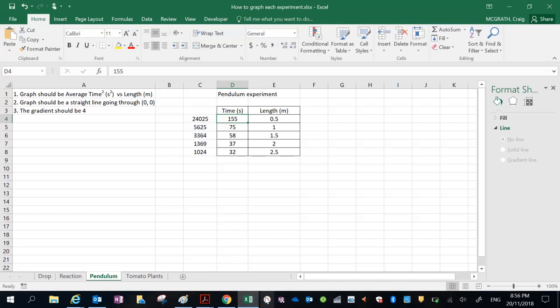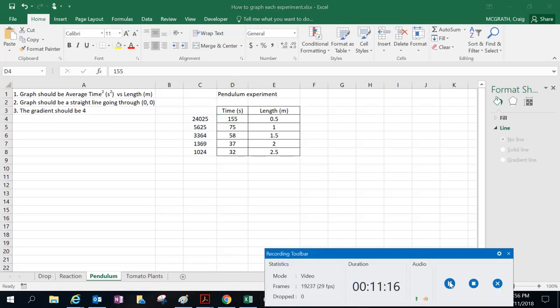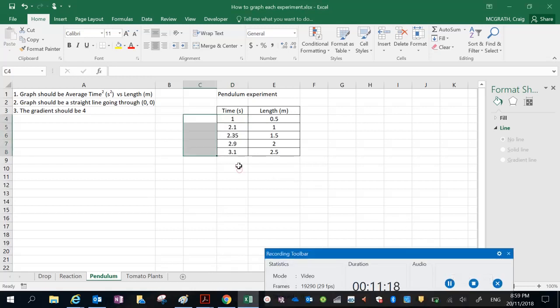Let's see, I might have to pause this actually. Okay, sorry about that, I've got some better numbers now. Let's start again. Graph should be average time squared versus length. We only recorded the time in our experiment and the length, so we have to square all the times. So, time squared equals that squared. And do it to all the rest. Now we can graph that. Our time squared versus our length.